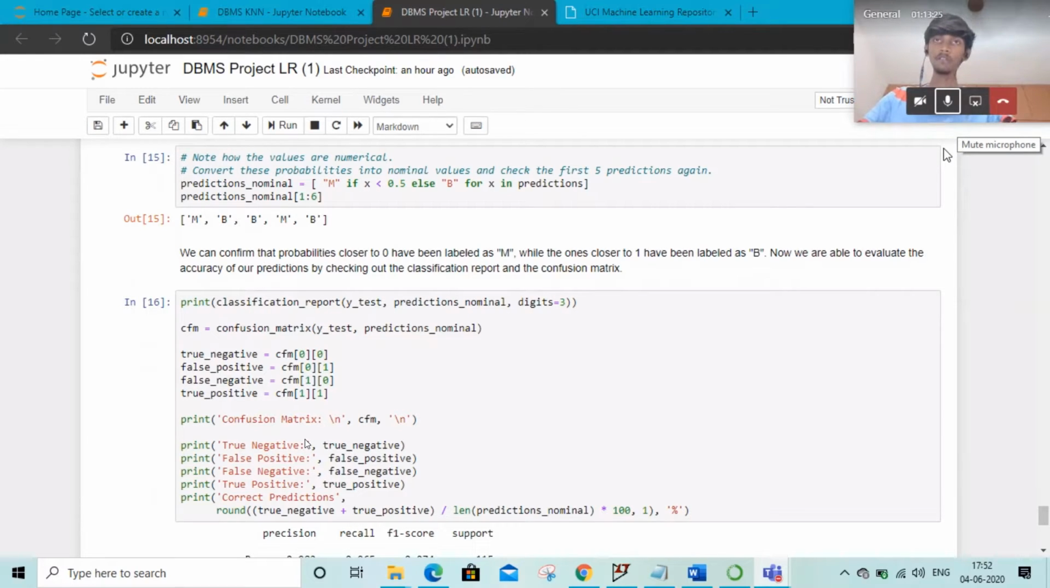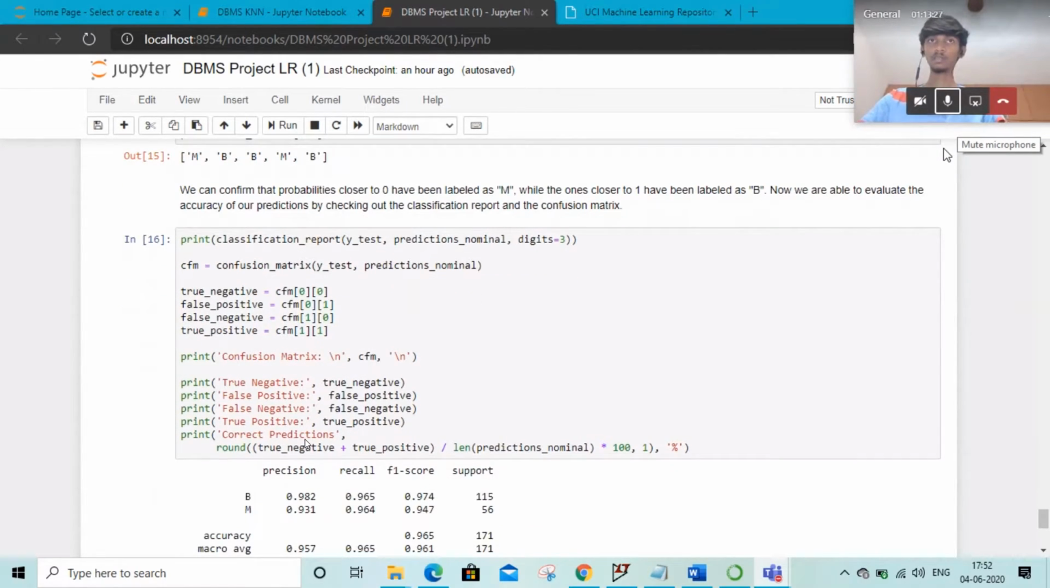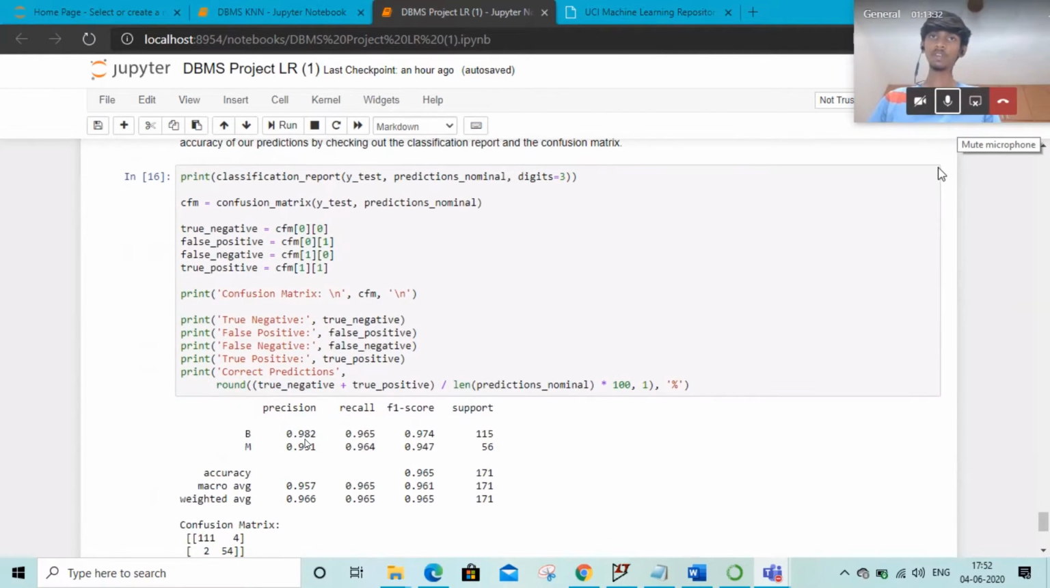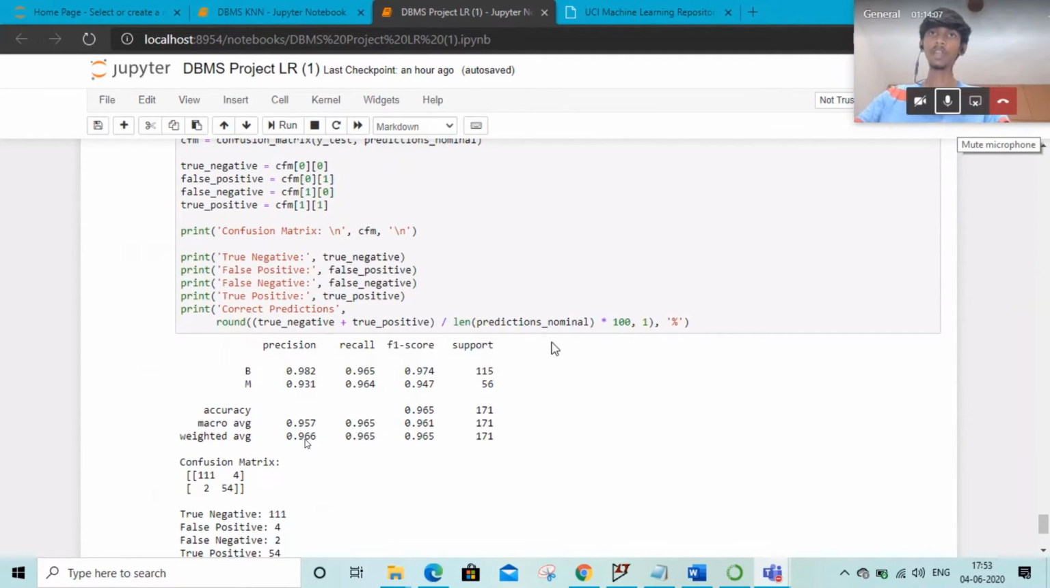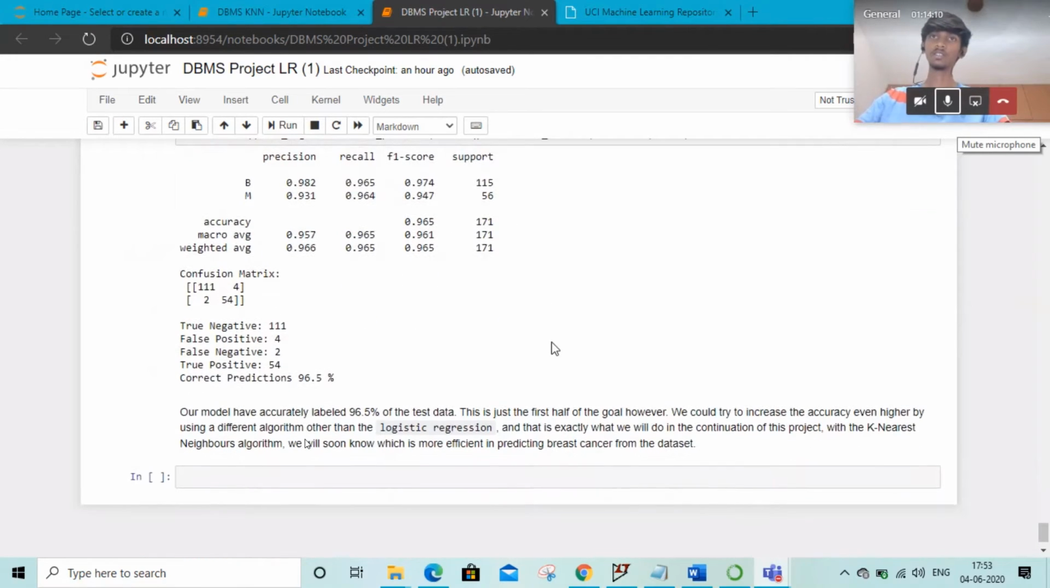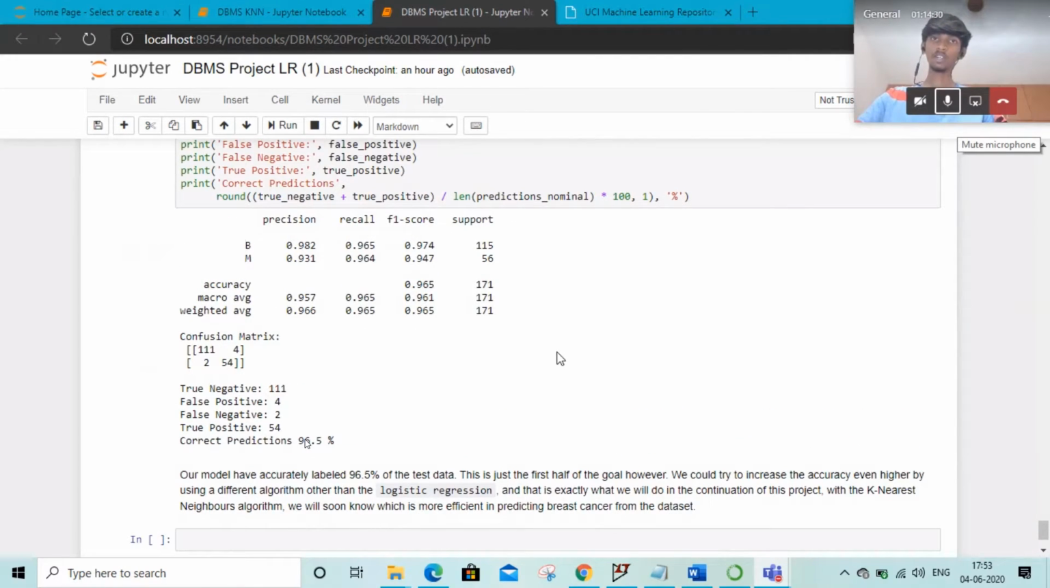Once that's done, we create a confusion matrix. A confusion matrix is basically a matrix with the values of true negative, false positive, false negative, and true positive. And once that's done, we print our confusion matrix and various precision and recall scores. We can see that 111 plus 54 are proper, and only 6 data points are predicted wrong. So based on that, we calculate our accuracy as true negative plus true positive divided by total observations into 100. And so we can see that our accuracy is about 96.5%.